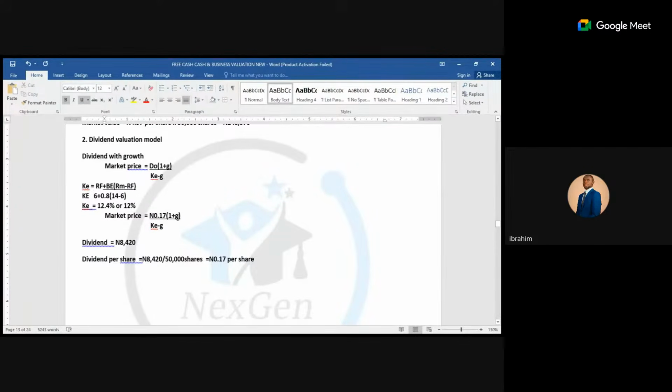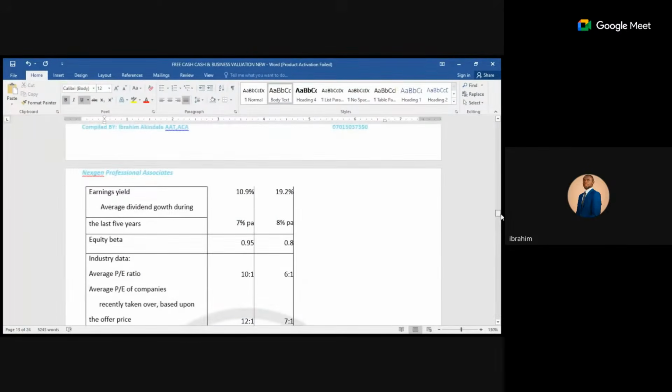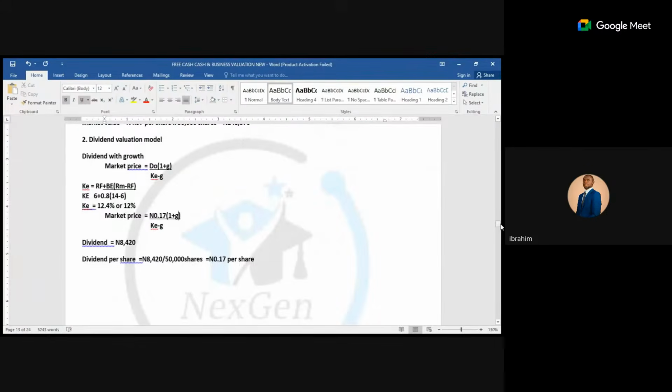So what is the growth rate given to us in this question? What is the growth rate? 8%. Can you see? Is it 8%? That is 0.08.